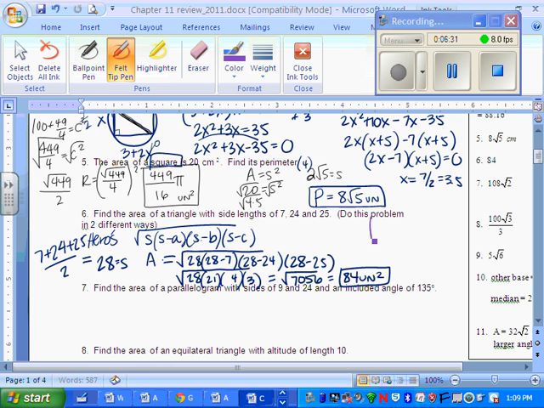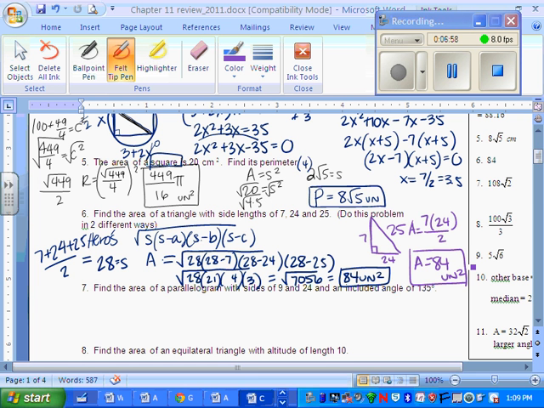Let's see, we have 7, 24, 25, so realize that will be a right triangle. It doesn't matter which is your base or height, but we know the hypotenuse must be 25, with 7 and 24 as the legs. 7 times 24 divided by 2 calculates out to 84 units squared. So remember, the triangle has two different formulas. One is Heron's, one is base times height divided by 2.